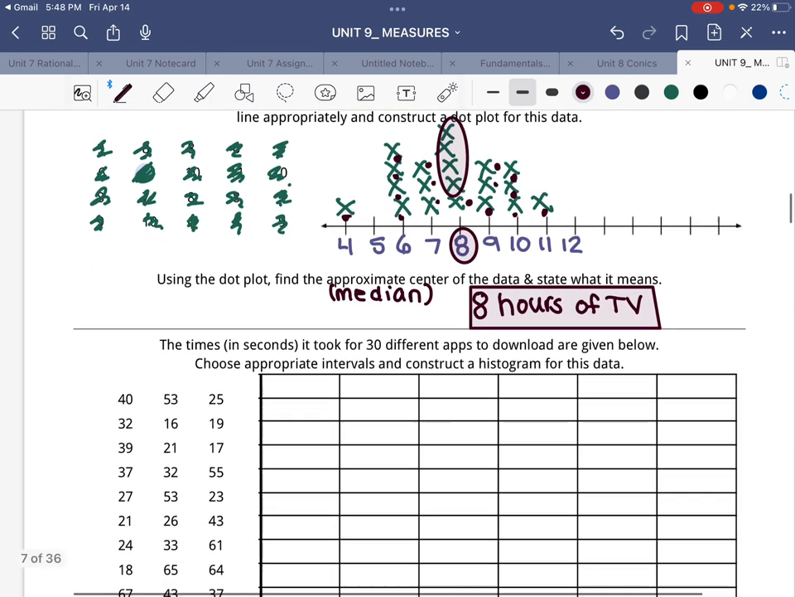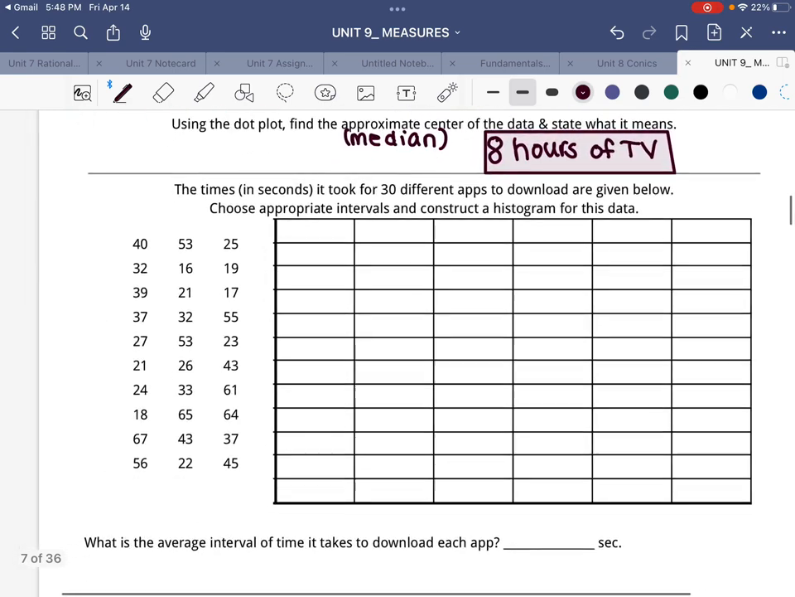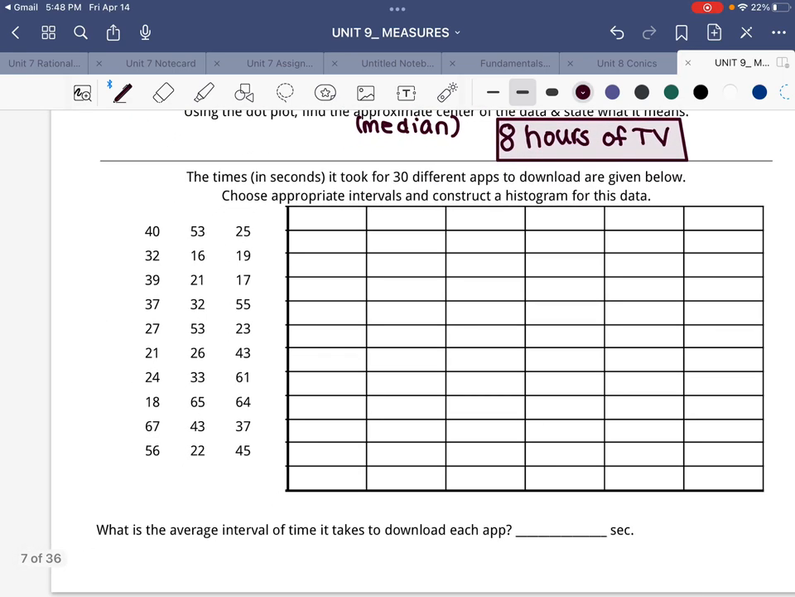Okay. Then we're going to do the same thing but with a histogram. Now, I'm going to fill in the numbers for the intervals, but on your assignment, the intervals will already be filled in for you because they can be kind of tricky to pick. So, in this example, the time it took in seconds for 30 different apps to download. So there are 30 numbers over here. Like this one took 40 seconds to download. This one took 16 seconds to download, and so on.